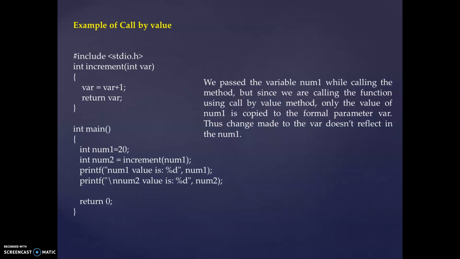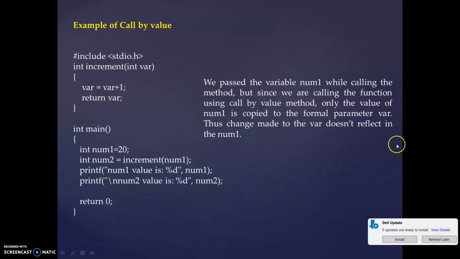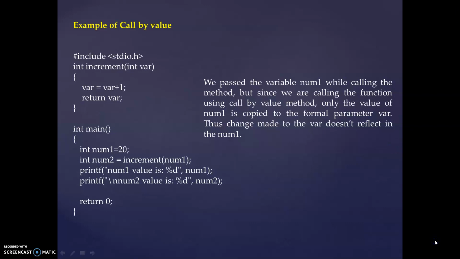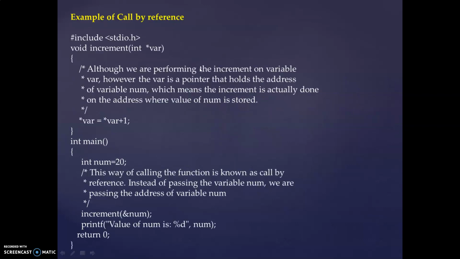So whenever I change anything on var, the value will be reflected on the actual parameter, which is num2. In this way I can take the value of num1 as well as num2. Clear? So it is quite easy. Call by value means passing the value only, no problem in there. In the next step, I am showing another thing. It is call by reference.